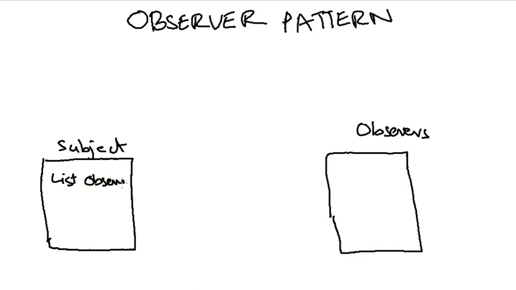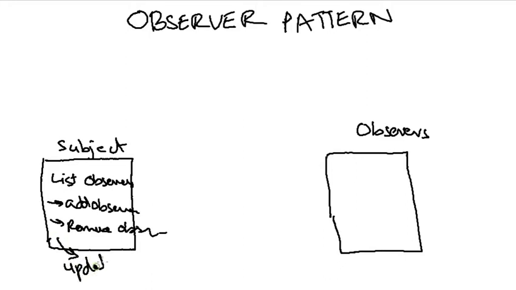Secondly, it will have a function to add an observer, a function to remove an observer from the subject, and there will be another function to update the observers. This function will loop over this list and update the observers that are added to the subject, updating all those observers.